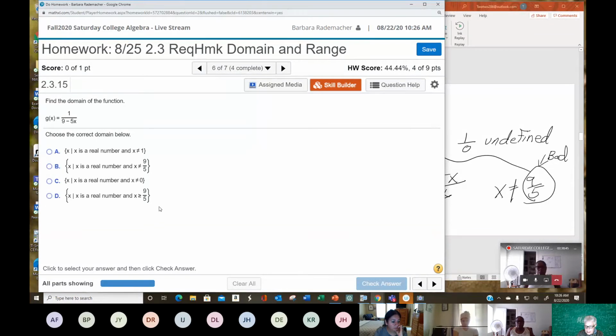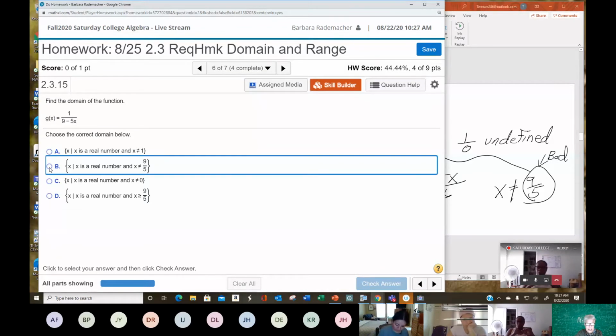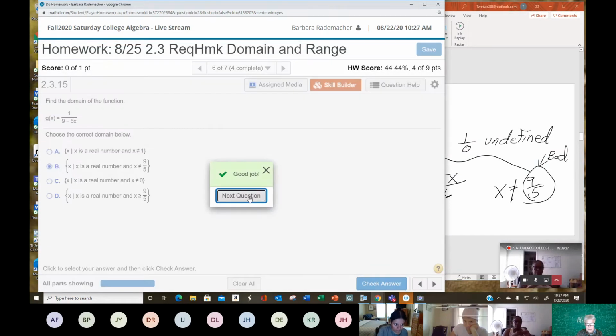And so let's translate this into words. This is all the x's such that x is a real number and x cannot equal 9/5. Or x such that x is a real number and x is greater than or equal to 9/5. Well, we don't have anything like x is greater than or equal to 9/5. All we got when we calculated this was x cannot equal 9/5. So I'm going with this one, B. And I'll check the answer, and that'll be right.